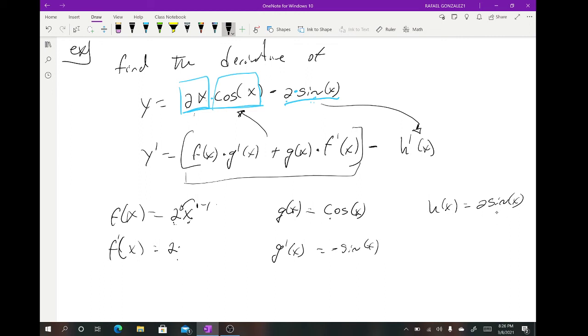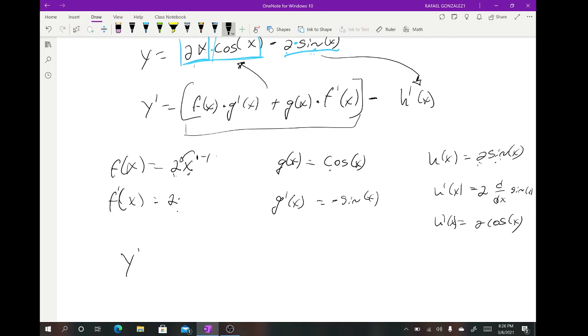And here, since I'm going to be taking the derivative of this anyway, the derivative of h here, what I'm calling h, is 2 times the derivative of sine. Remember from the constant multiple rule, I could pull out this 2 to the front and then just take the derivative in terms of x of sine of x. And that's just simply cosine. The derivative of sine is cosine. So we have 2 times cosine of x. And now we're ready to put this all together.